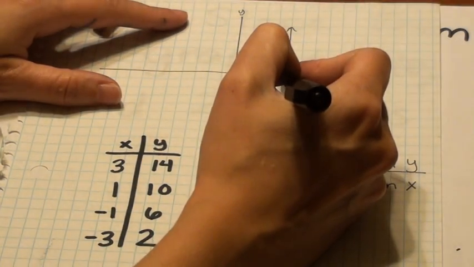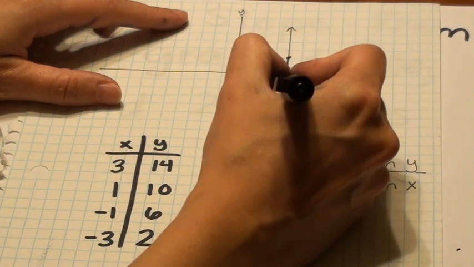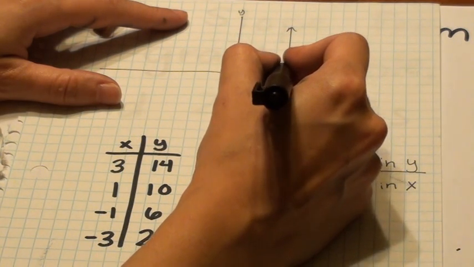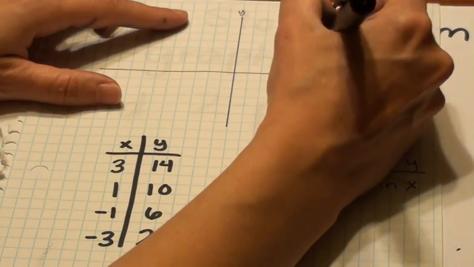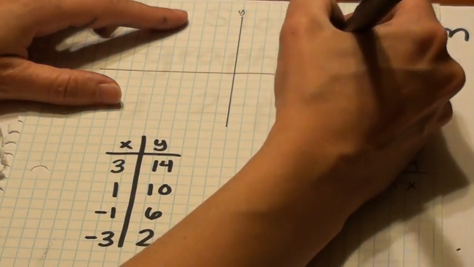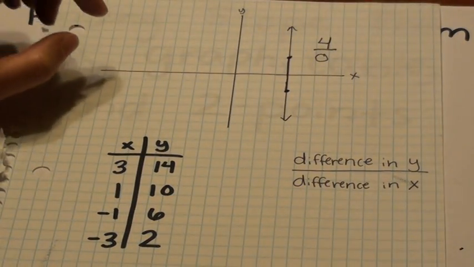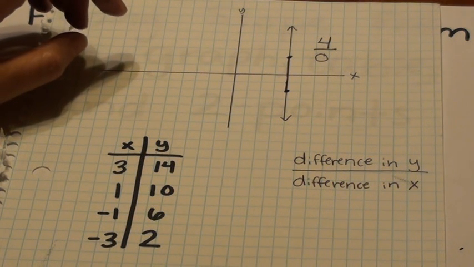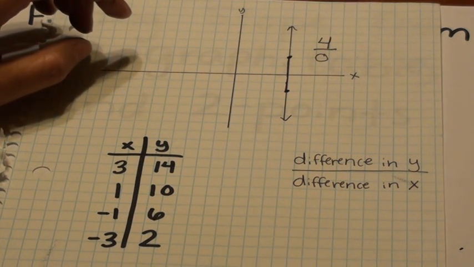Okay, how much of a rise do I have here? Well, let's count. I've got a rise of 1, 2, 3, 4. A rise of 4 and a run of 0. This is 4 divided by 0. Now let's think about this. What's any number divided by 0?